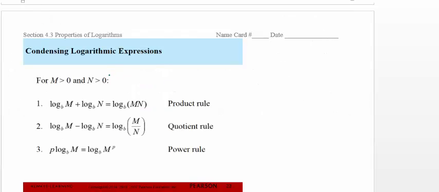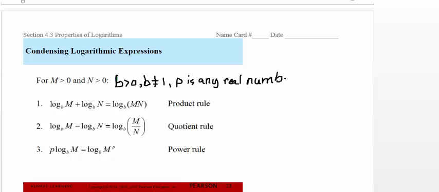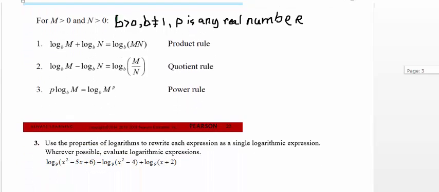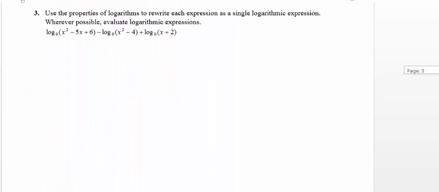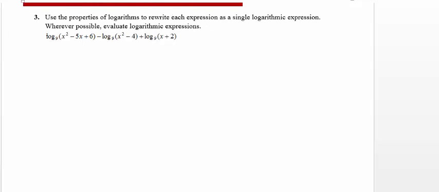All right, another thing that we'll need to do sometime is condense logs. So we'll start with an expanded form, and we'll want to write that as a condensed form. And again, m and n and b are positive, b can't be 1, and p is any real number. p can be any real number. All right, so we're going to really just be using the power, quotient, and product rules again. But now we want to use them to condense a logarithm rather than expand it.